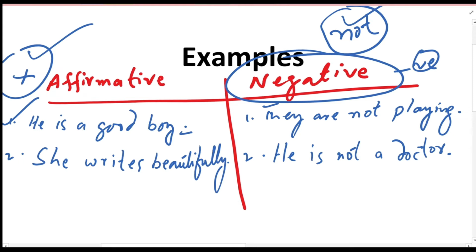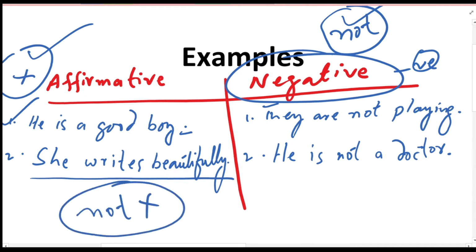Second sentence is she writes beautifully. Again in second sentence there is no use of not. The sentence in which not is not used, that is positive sentence, or we can say that is affirmative sentence, and here we have used full stop at the end.